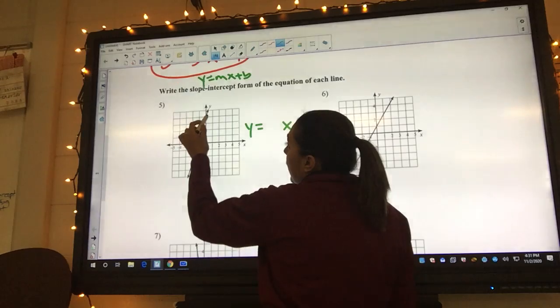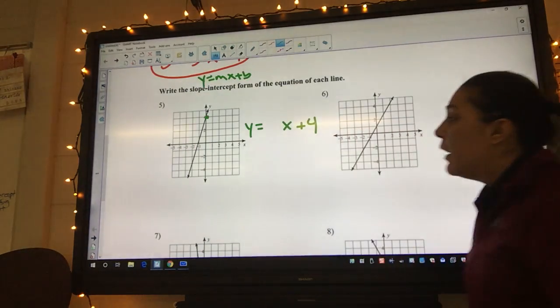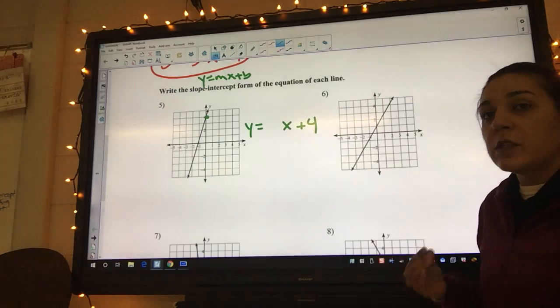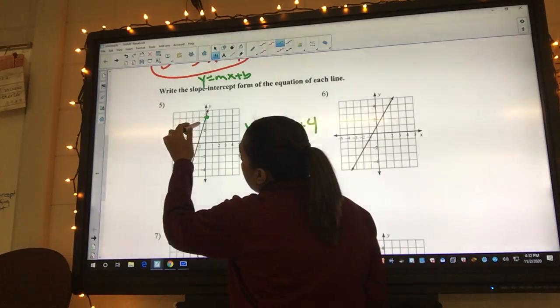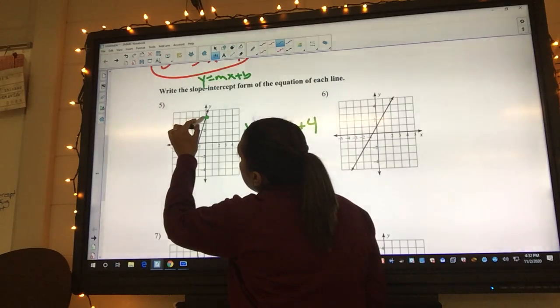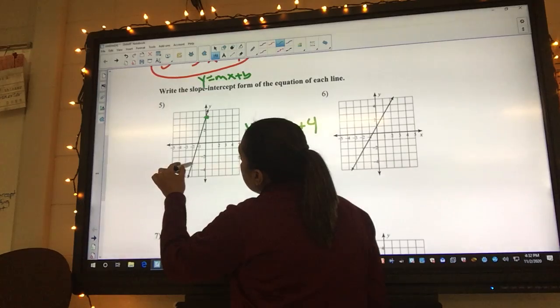So where does it cross the y line? Which is going to be right here. So that's at 4. So we're going to say plus 4. And then we need to find the next closest point. So I can start to follow my line down. And it looks like it's going to be all the way down here.